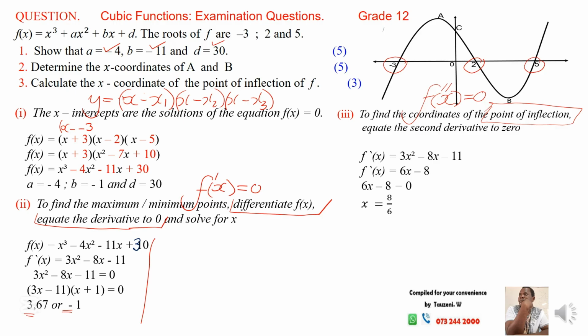In this case, we just calculated the x coordinate of the point of inflection. So x is equal to 8/6. Should you be requested to calculate the y value, then you take this 8/6 back into the equation of the function x cubed minus 4x squared minus 11x plus 30. Then in this equation, we substitute x with 8/6. This will then give us the coordinates of the point of inflection.